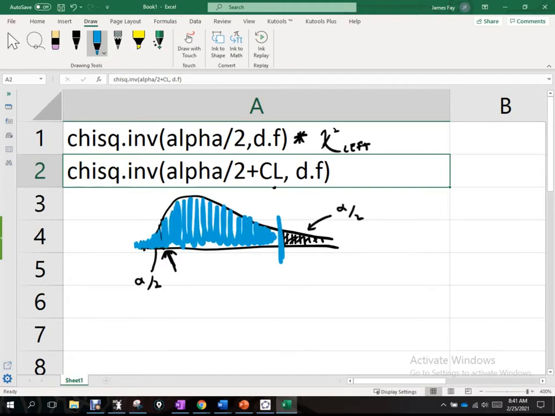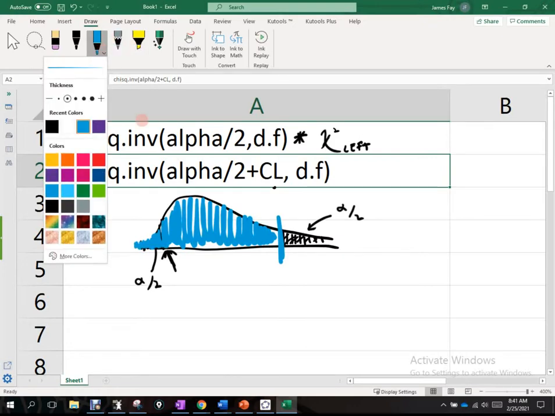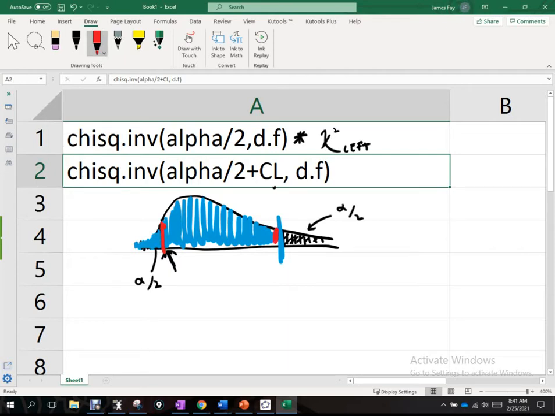And obviously this red area is the confidence level area that we're interested in. So if it's 90%, and this is 5%, then cumulatively to the left we'd be looking at 95% to get this chi-squared right value. Does that make sense? So those are the two things you're going to type in.